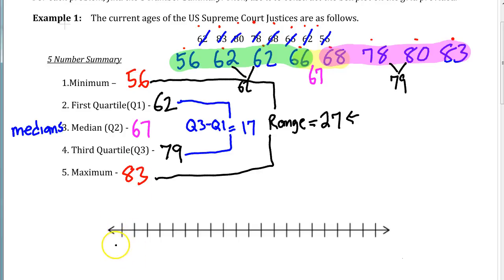So we figured out we have to count by twos. So let's start with 56. And unless you can write real small, I recommend just counting every other. So 64, 68, 72.